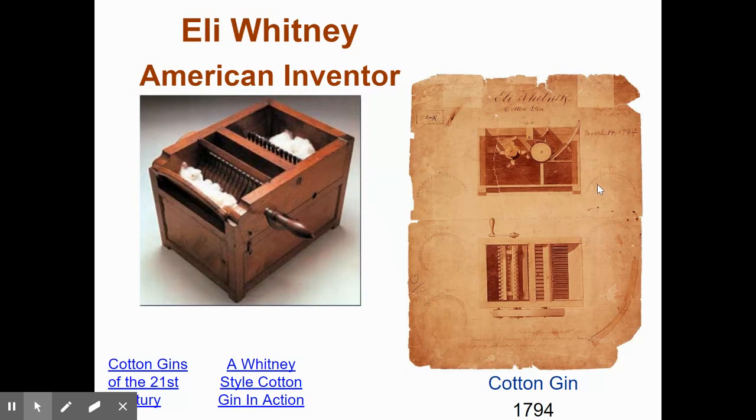Eli Whitney, an American inventor, he's actually from Connecticut. He invented a machine that would quickly remove the seeds from the raw cotton. That increased the amount of cotton that could be produced by a single person, amount of clean cotton.